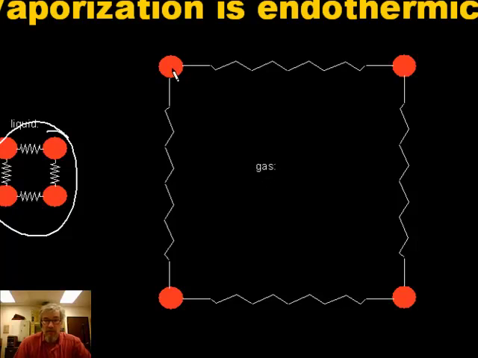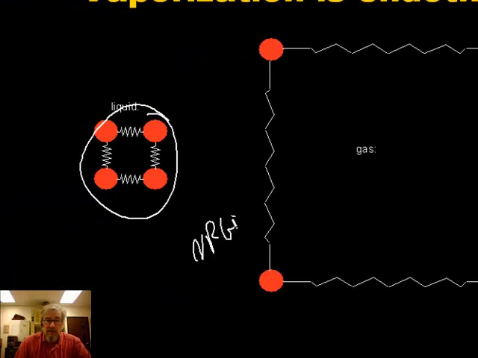So that's the gas phase. The particles have been moved much farther apart from each other. That took energy. So this is an endothermic process. Energy had to go into the liquid to make it turn into a gas.